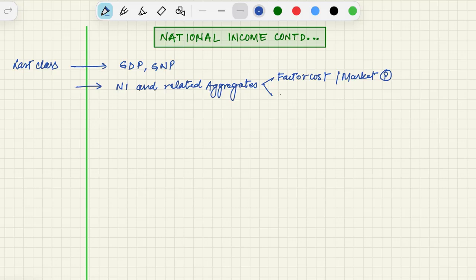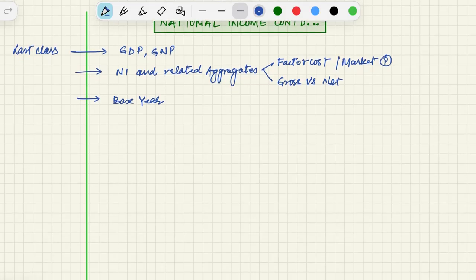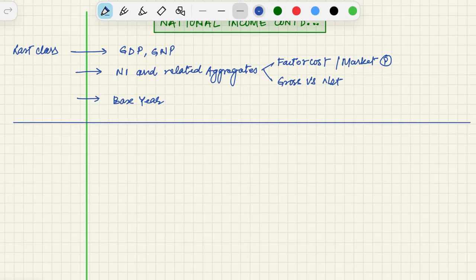We have discussed the concept of gross versus net. We have also discussed the base year, what is the base year and what is the characteristic feature of the base year. We have also discussed what conditions are required to meet the criteria of the base year. So we have so far discussed that much. So these things have been discussed in the last class.